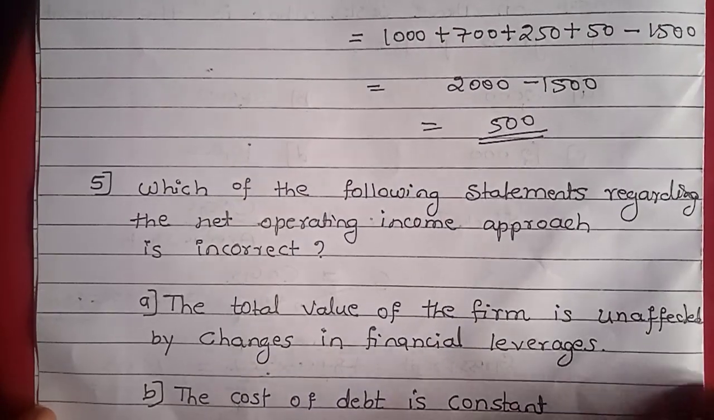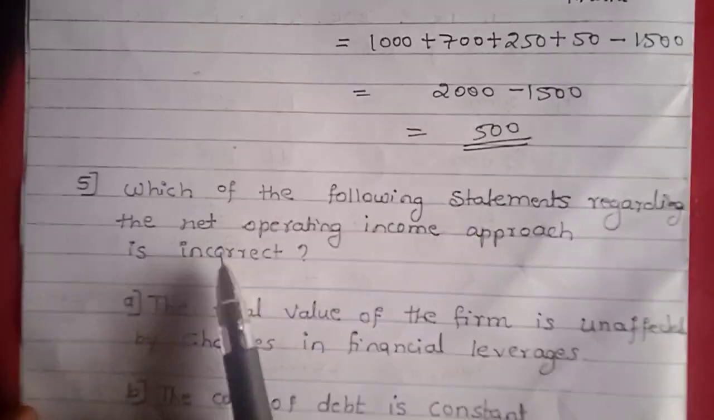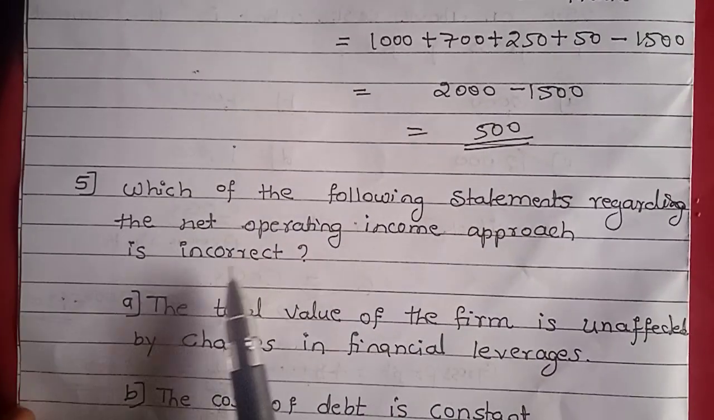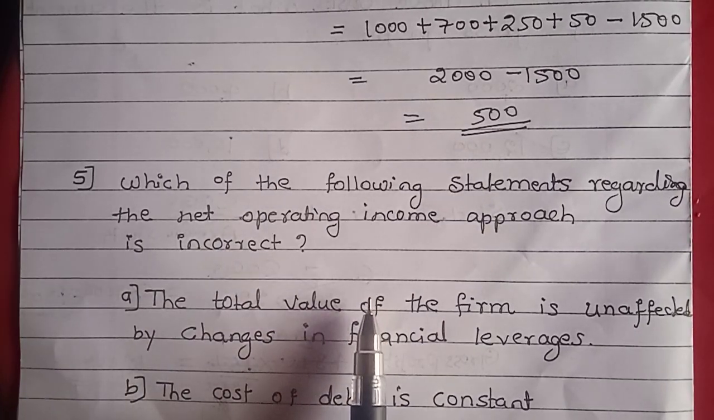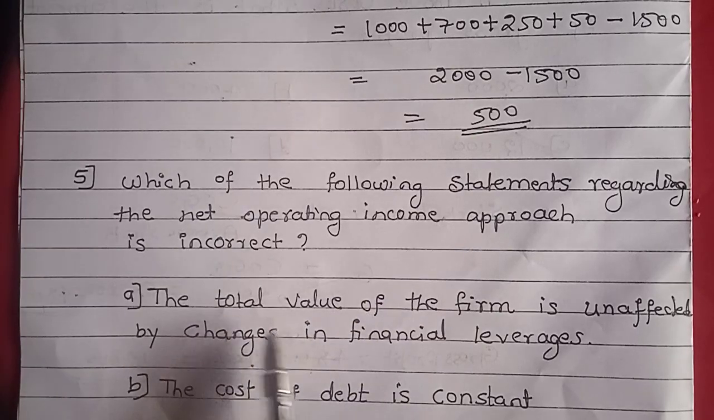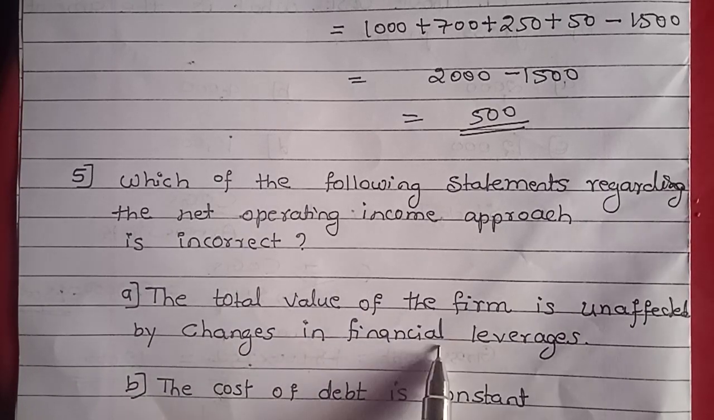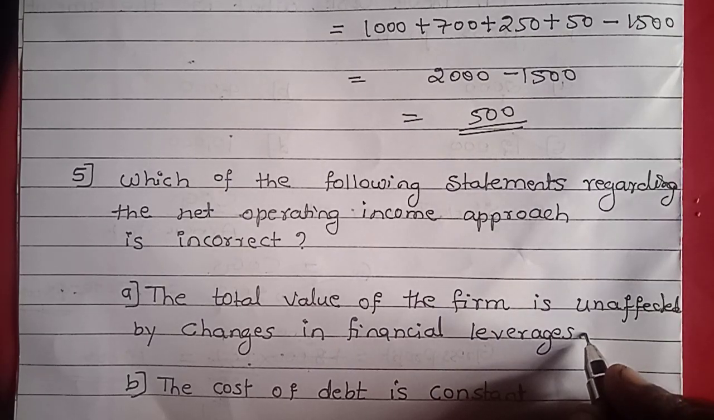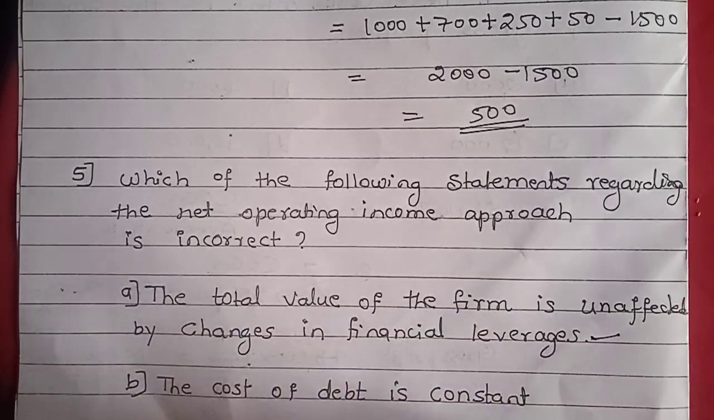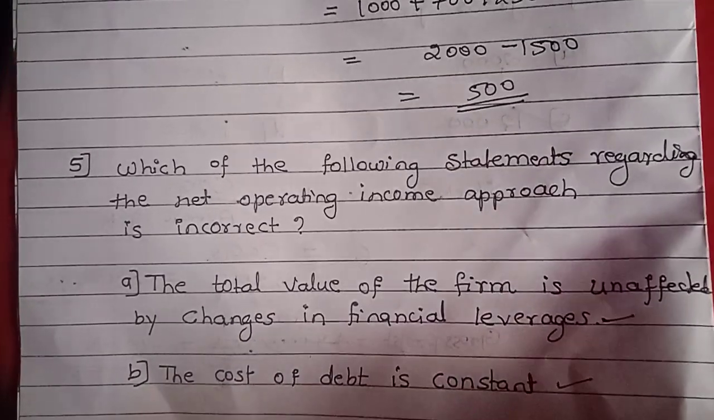Next, come to fifth question. Which of the following statements regarding the net operating income approach is incorrect? It means in the net operating income approach, which statement is incorrect? The total value of the firm is unaffected by changes in the financial leverage. It is also one of the assumptions of the net operating income approach. The cost of debt is constant. It is also correct, one of the important assumptions.